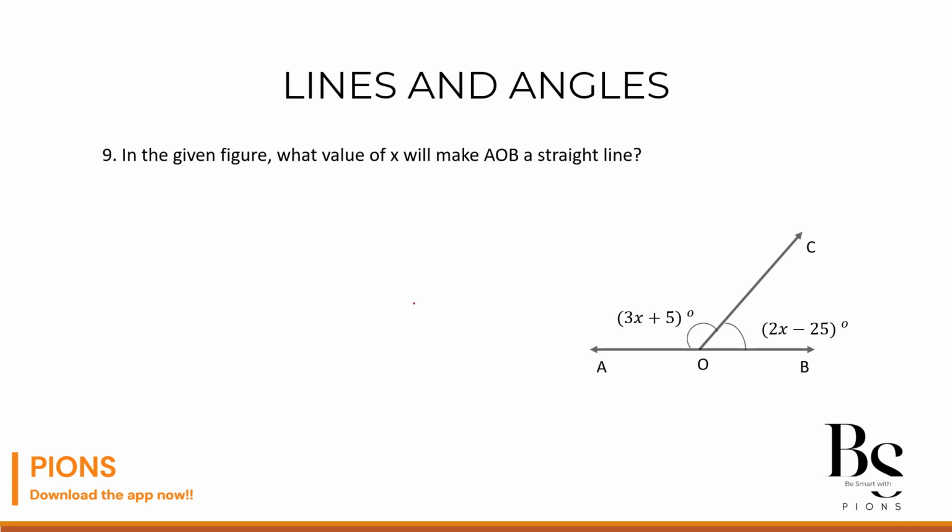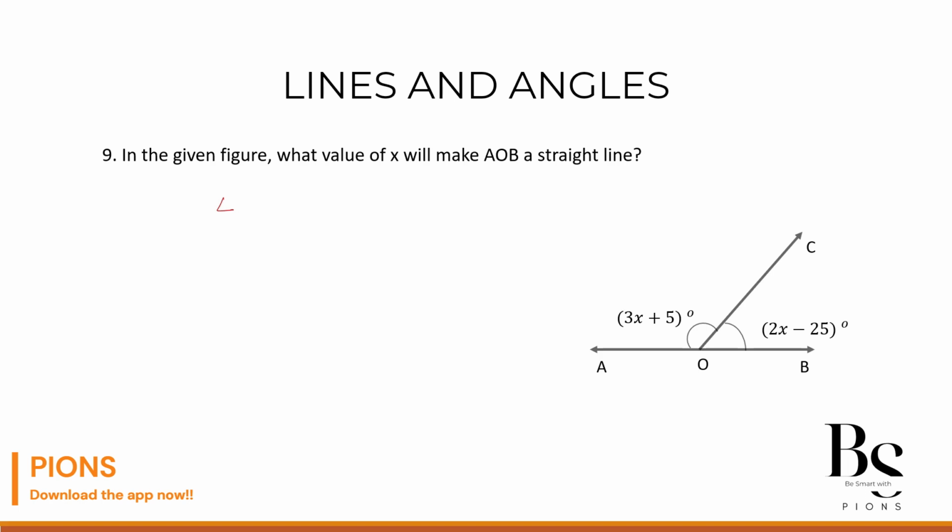Question 9 says, in the given figure, what value of x will make AOB a straight line? If AOB is a straight line, we should remember that the sum of angle BOC and AOC must be 180 degree. Let me repeat again the property. The property is, on a straight line, the sum of all the angles should be 180 degree.